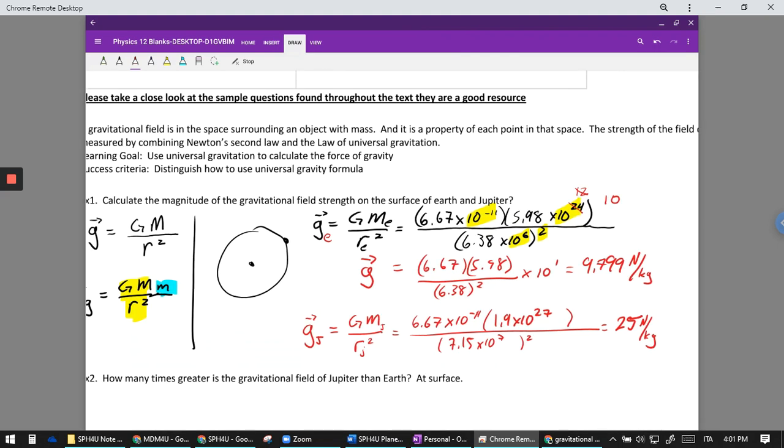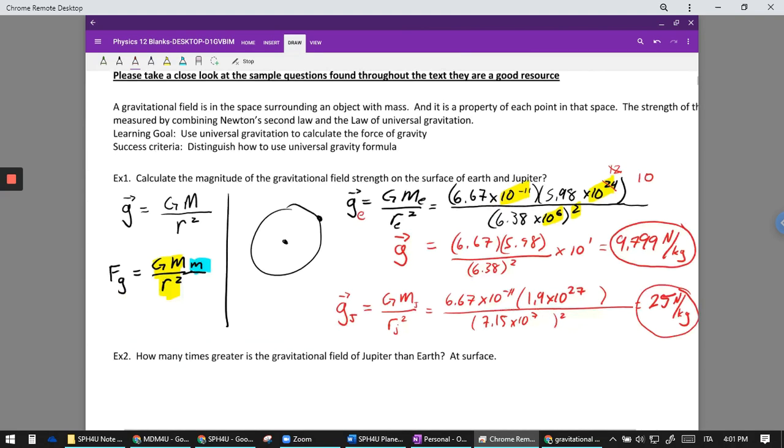And what does that signify? That means every kilogram of mass should experience around 25 newtons of force downward on Jupiter, whereas on Earth, every kilogram should experience around 10 newtons of force, 9.8, okay? And that's what we're used to.